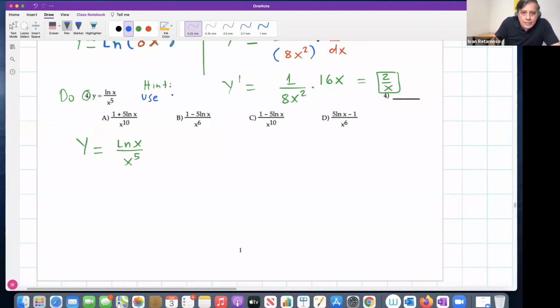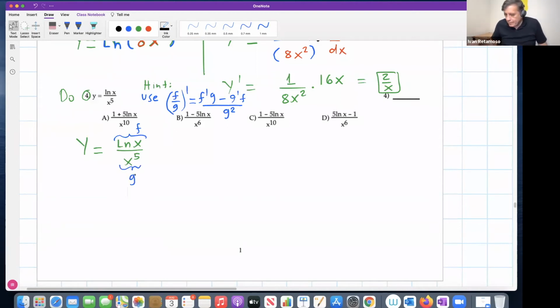The derivative of f over g equals f prime g minus g prime f, all over g squared, right? G squared is called the quotient, right? Use this with this guy playing the role of f, and this guy playing the role of g. Yeah, use that.